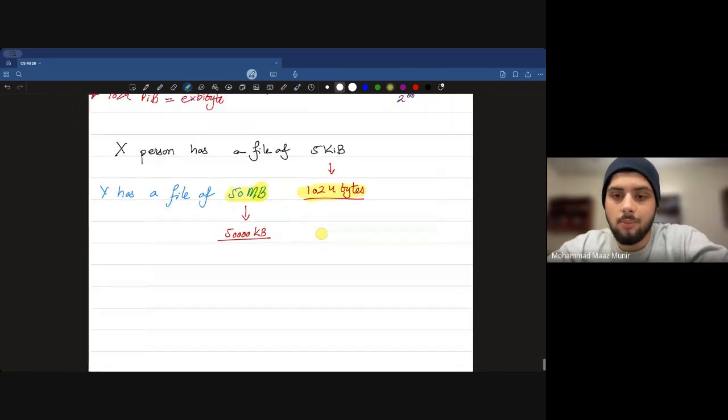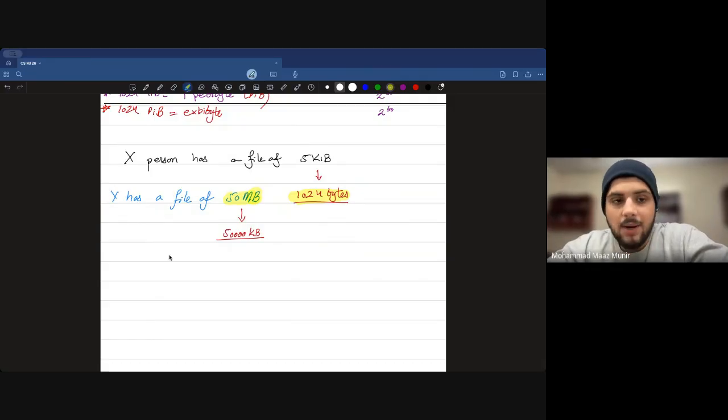So we're going to be doing multiple questions regarding this. You don't need to worry. But now we're going to be looking into the formula of how to calculate a file size.